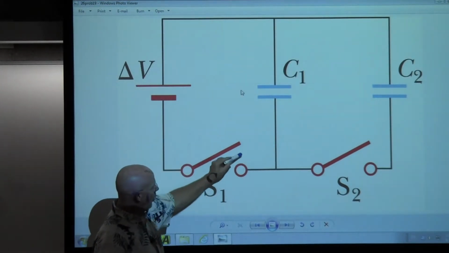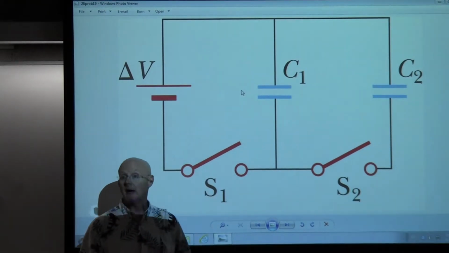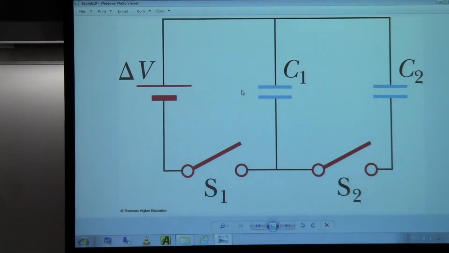But remember, there's going to be water floating around here. The water is going to pick up a charge, move it over, and carry it with it. You're going to have a small conduction. A couple hours later, you're not going to have any charge left on that capacitor.